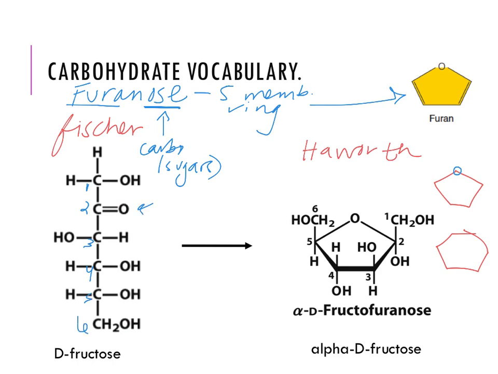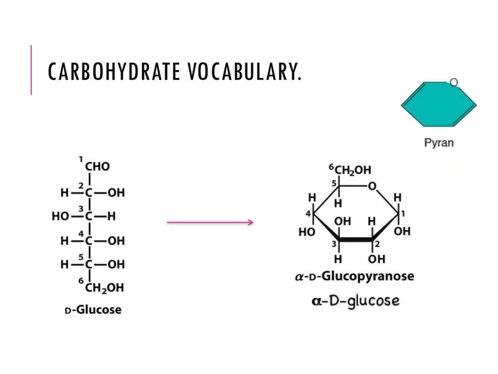And if you'll notice, this is also a ketose because it's a carbohydrate that is a ketone. And then over here, the numbering goes clockwise around the ring. We'll talk about how you get from a Fischer projection to a Haworth very soon. If the carbohydrate is a pyranose, again, OSE indicates it's a carbohydrate, then it's a six-membered ring.